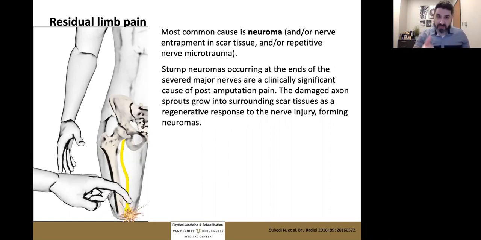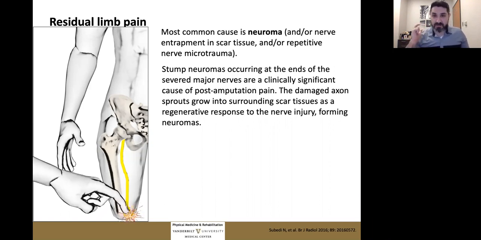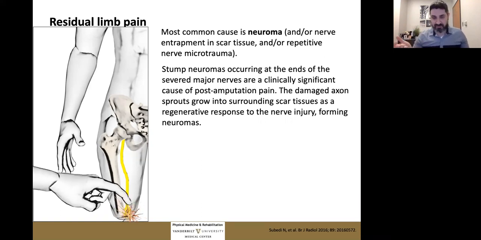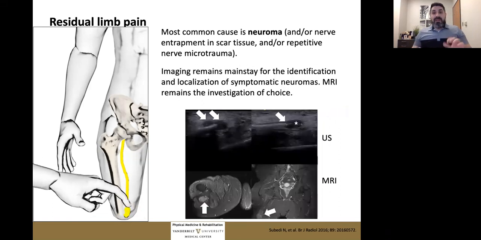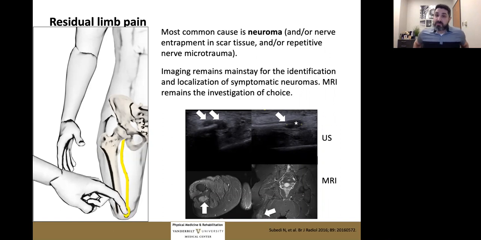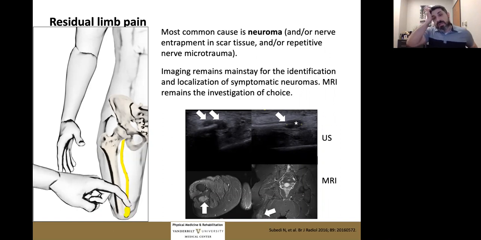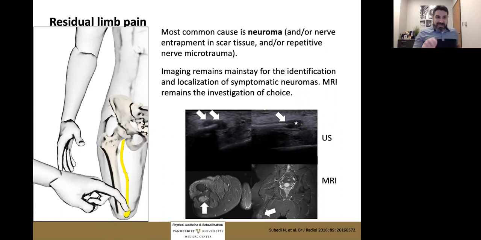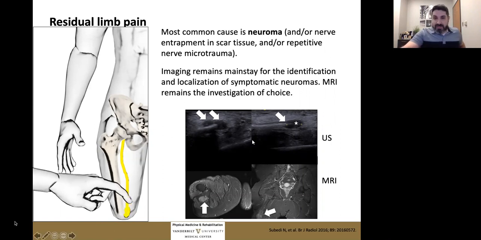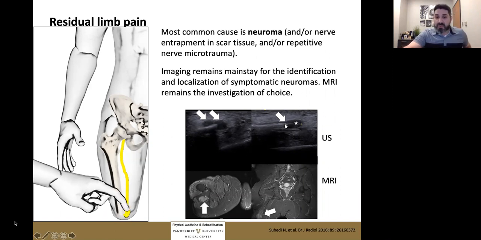So we have neuromas that are non-symptomatic. We're talking about symptomatic ones, where they're there and they're giving them grief, right? Imaging is the mainstay of the identification and localization of symptomatic neuromas. So you're correlating history and physical exam. You're like, that's where I expect to see it. And lo and behold, you get the ultrasound, and you'll see the bulbous nerve end, right? More so, the MRI is the investigation of choice. It'll just light that up.